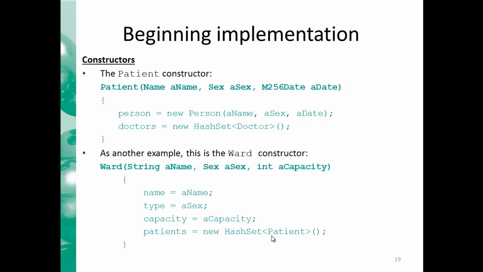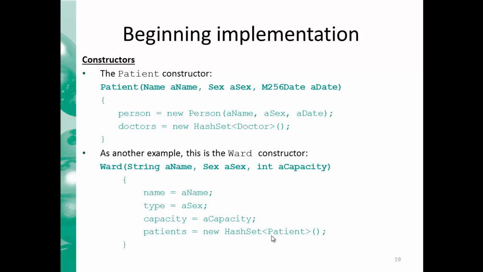As you can see, the constructor patient has parameters name, sex, and date, where within the constructor you have objects created of type person and type doctors, which is a hash set object. So the constructor may take parameters, but within the constructor you may define objects, which normally are defined as attributes of that class.